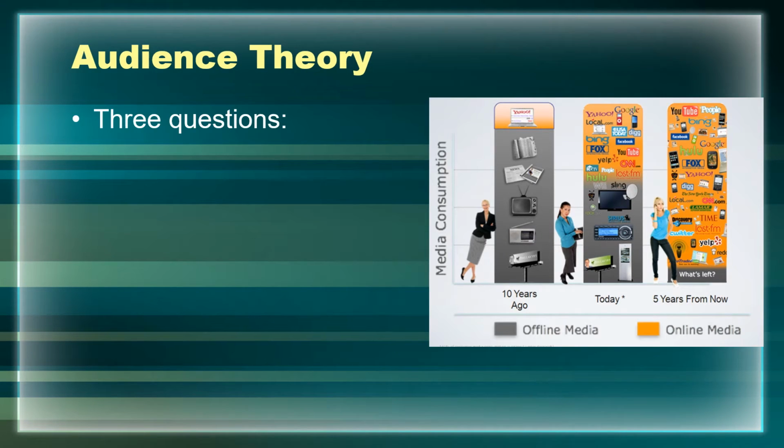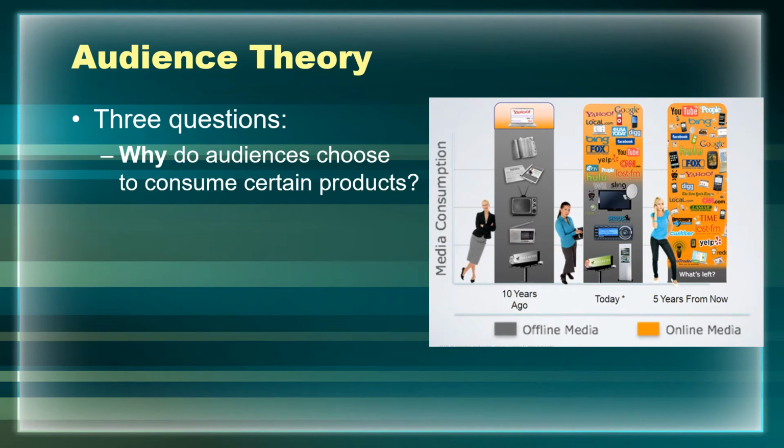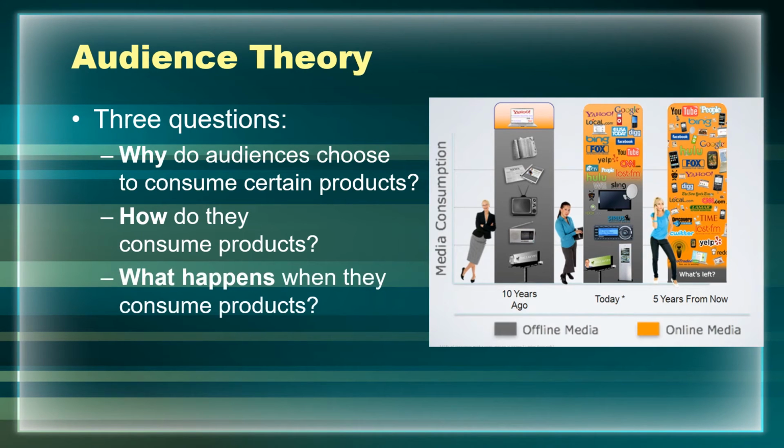When we're thinking about audiences, there are 3 questions that we need to consider. We need to consider why audiences choose to consume certain products. We need to consider how they consume those products. And we need to consider what happens when they consume those products.